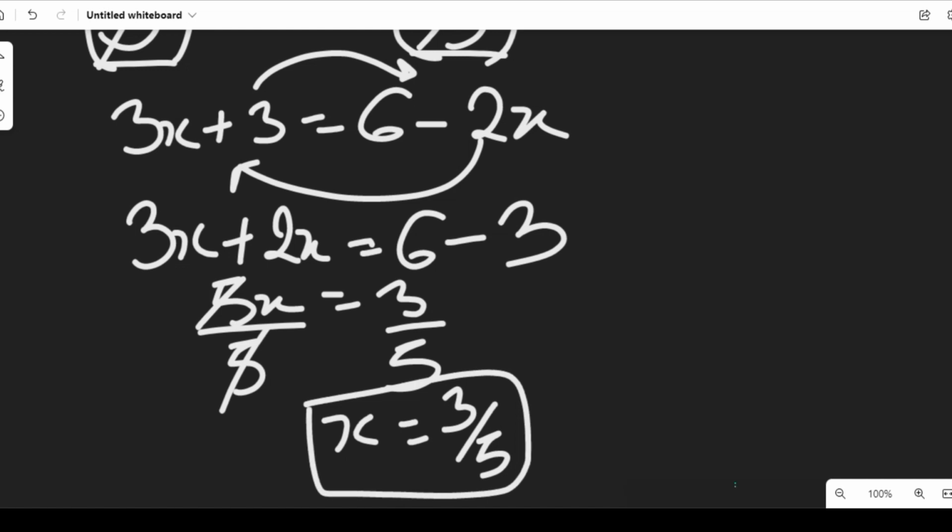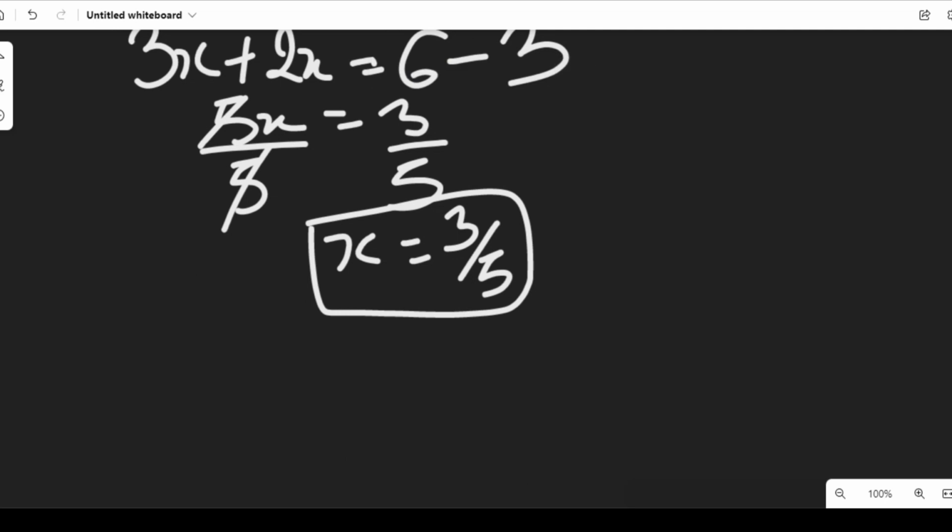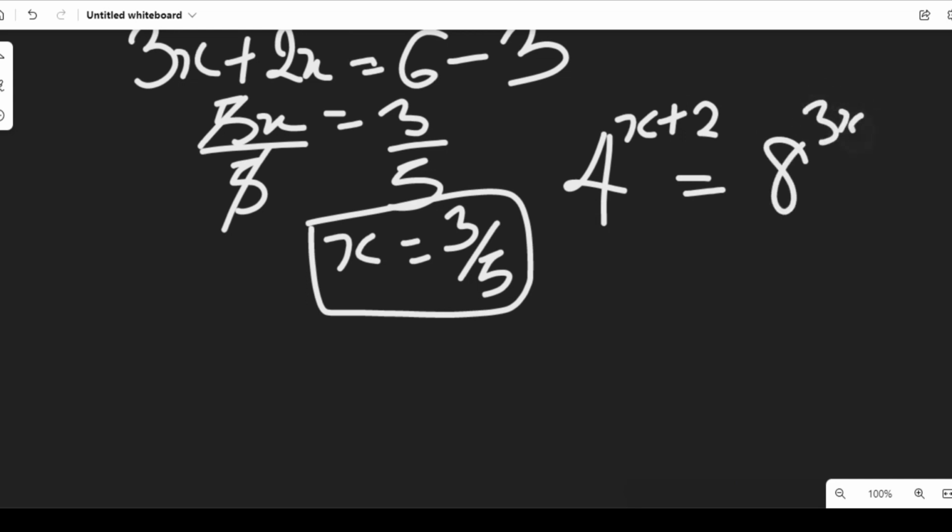This shows us that some exponential problems don't need logarithm because they can be simplified into various factors. Now let's try another question. We are given 4 raised to power x plus 2 equal to 8 raised to power 3x minus 1. Now I want you to pause this video a little and take your time to solve this question and see if you can solve it.